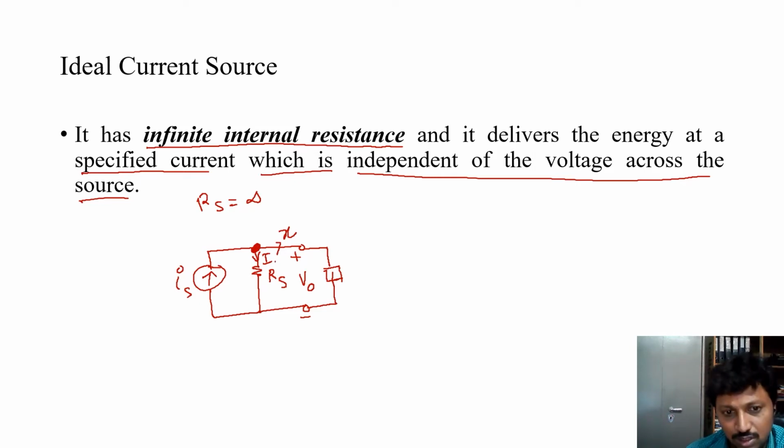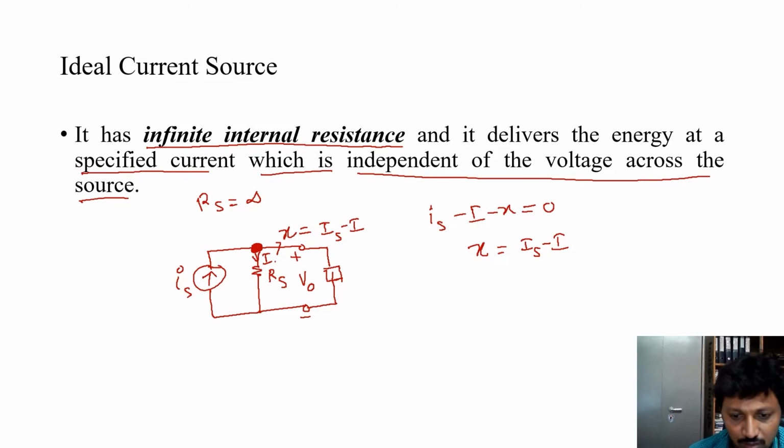So what is X here? X is equal to Is minus I. It means here you apply KCL. KCL says entering currents are equal to leaving currents. What are the entering currents here? Is is the entering current. What are the leaving currents? I and also X. I need the X value. So X is equal to Is minus I.